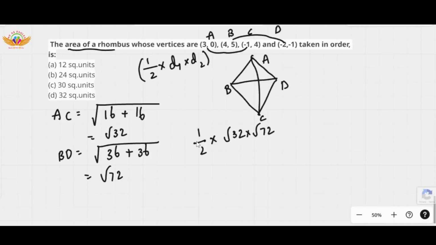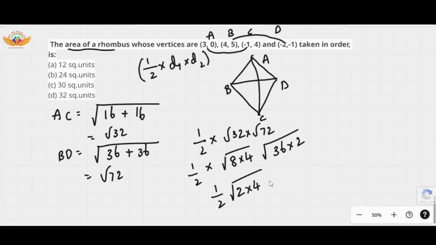So how can I write root 32? Let us find out now. I can write it as 8 fours are 32. Again, how can I write 72? Yes, 36 twos are 72. Again, I can also write this 8 as 2 fours are 8, into 4 into 36 into 2.